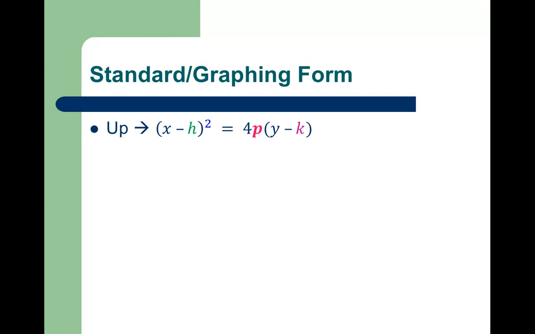So what's going to happen if we want it to open down? Oh, that 4p is going to become negative. So that's the piece that's different here. My x is still my squared term. P, that shortest distance, is still a part of it.